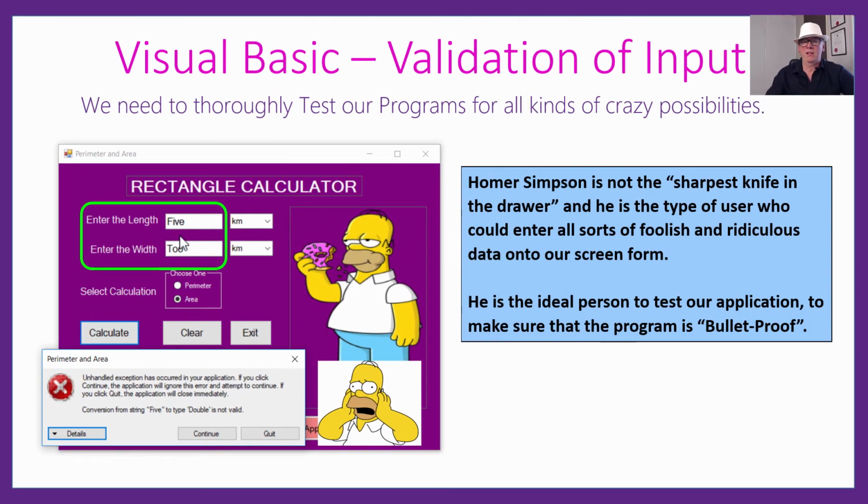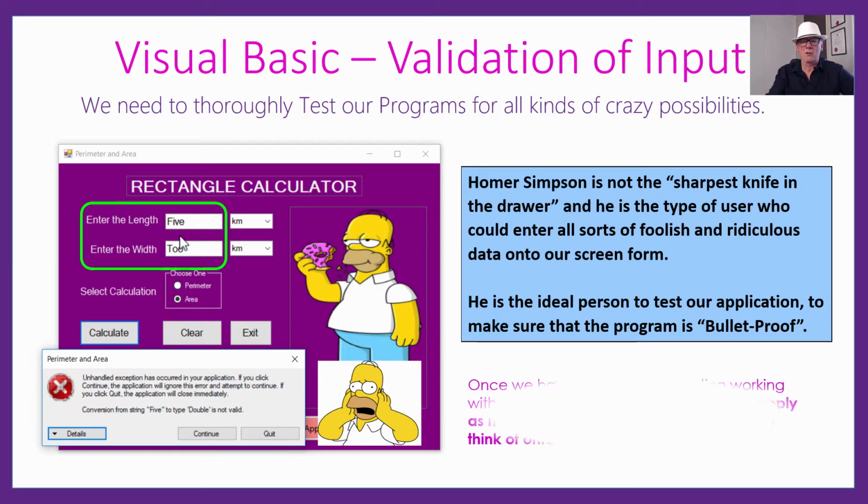All right, so Homer Simpson, he's not the sharpest knife in the drawer. We're not necessarily picking on him. We love the Simpsons, and Homer is dead set really funny. But yeah, he's going to put in all sorts of foolish and ridiculous things. He's the ideal person to test our program to make sure that it is bulletproof.